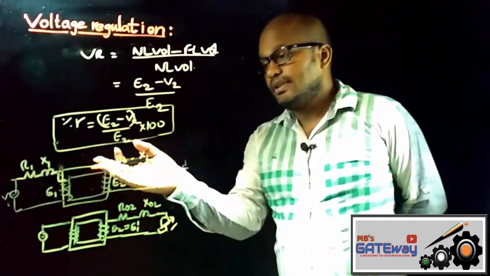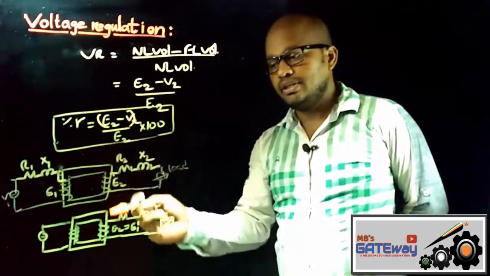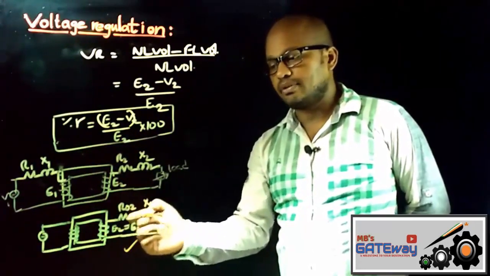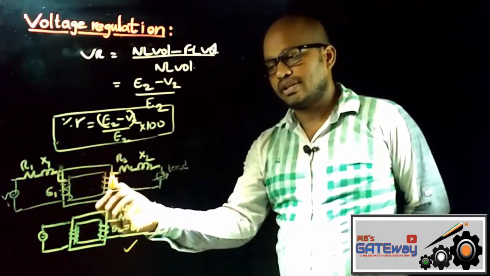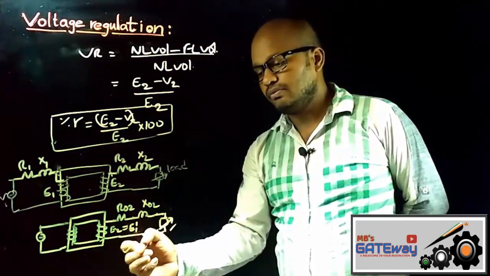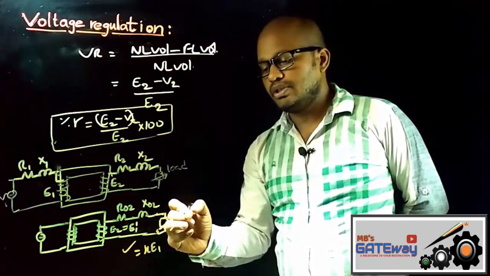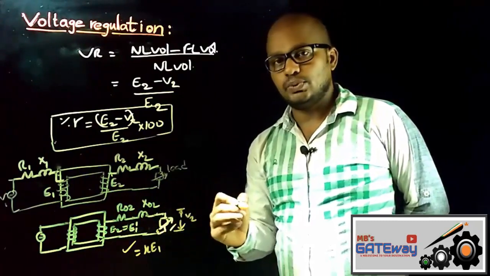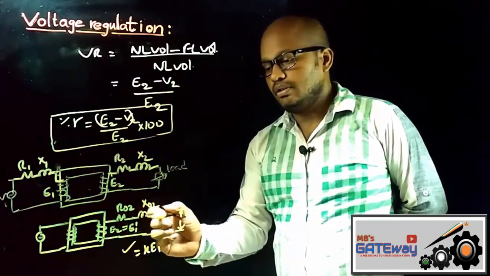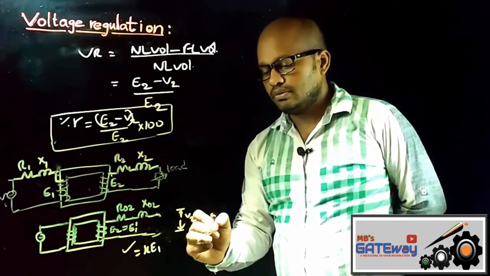Suppose this is the schematic diagram of the transformer, and if the primary parameters are transferred to the secondary side, then this will represent the schematic diagram of the transformer. If the primary voltage is transferred to the secondary side, it is represented with E1 dash, and that is equal to K times E1, and the terminal voltage is V2. Suppose now there is no load; when there is no load, the terminal voltage V2 is equal to E2.